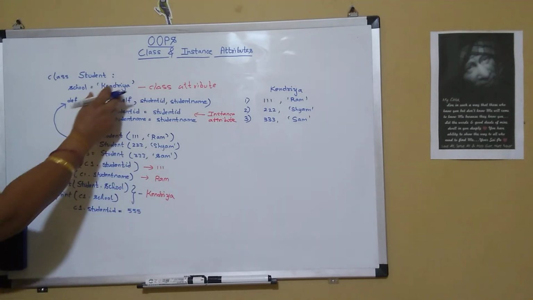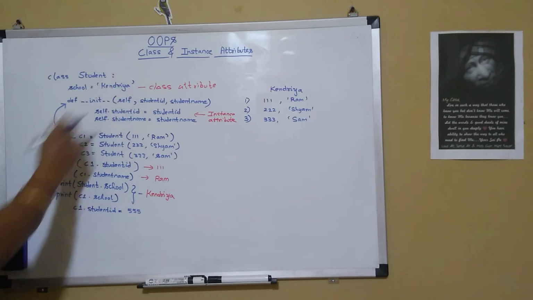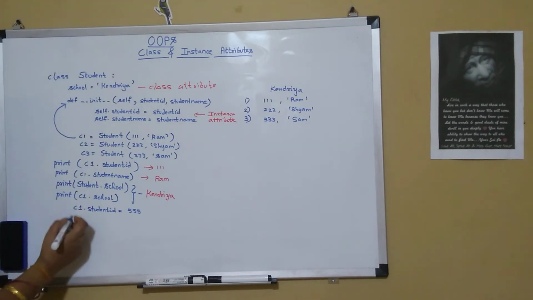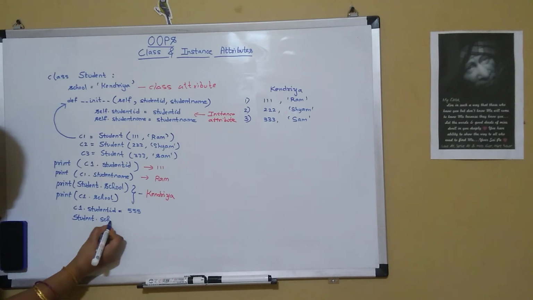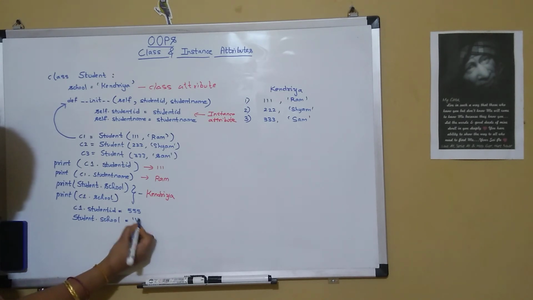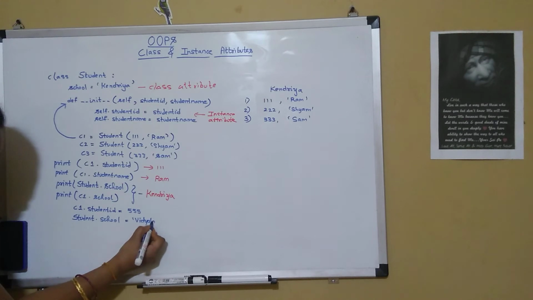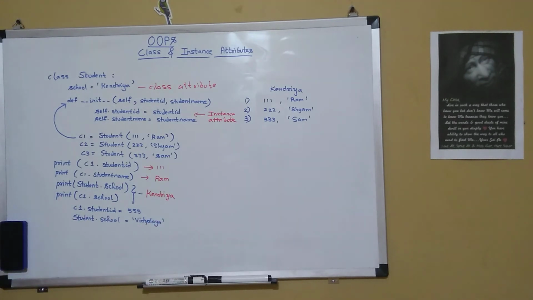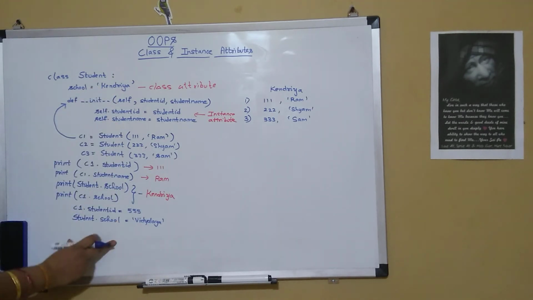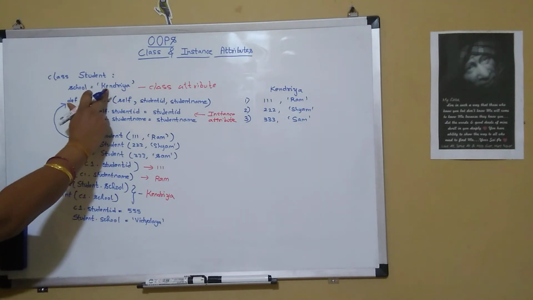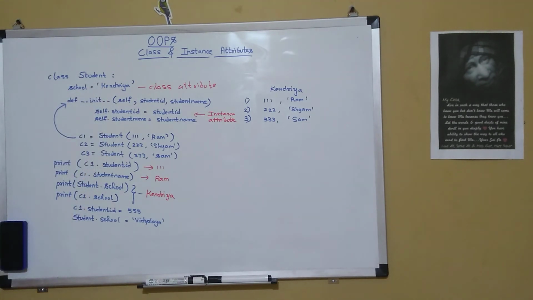And similarly, if I want to change the school name from Kendriya to Vidyalaya, I can give it with the help of the class name, that is Student.school equal to Vidyalaya. So the class attribute gets changed from Kendriya to Vidyalaya, and whatever objects we create later on will have the new name Vidyalaya instead of the previous name Kendriya.